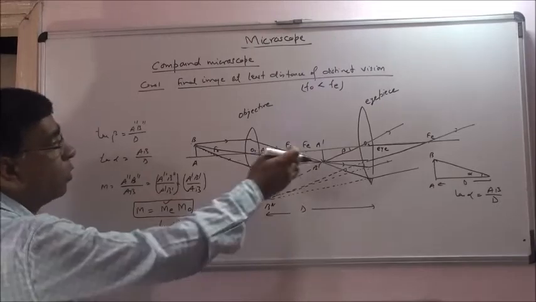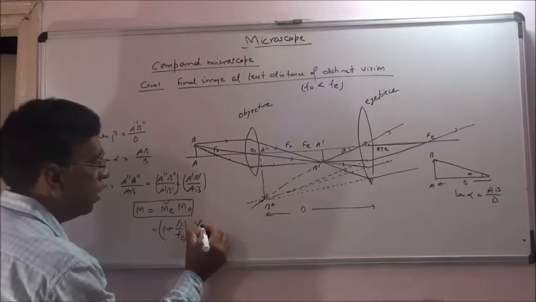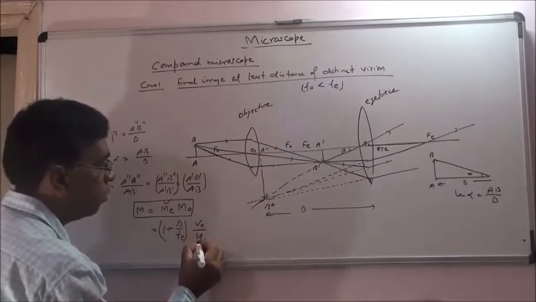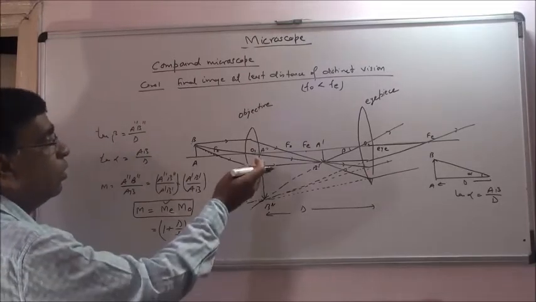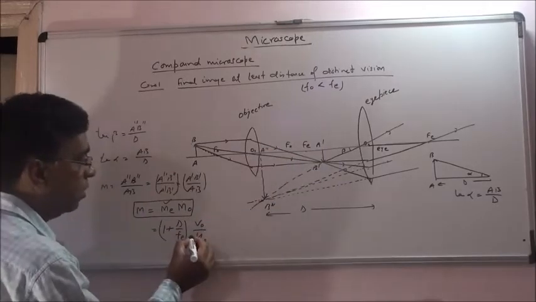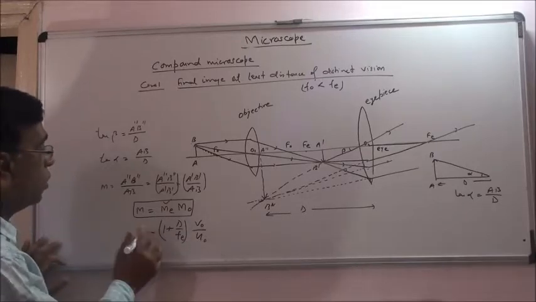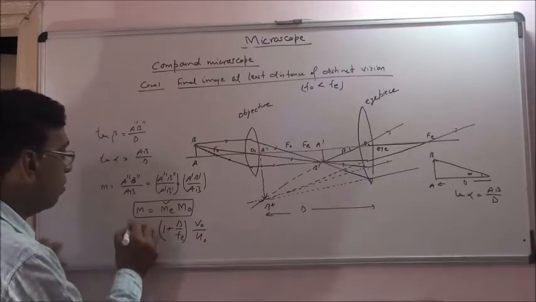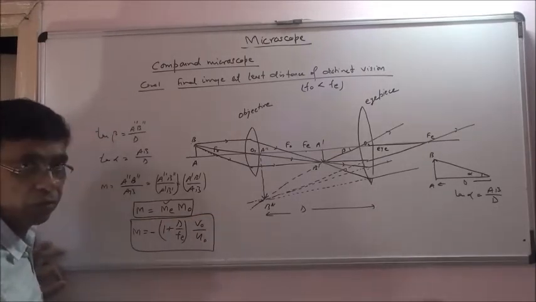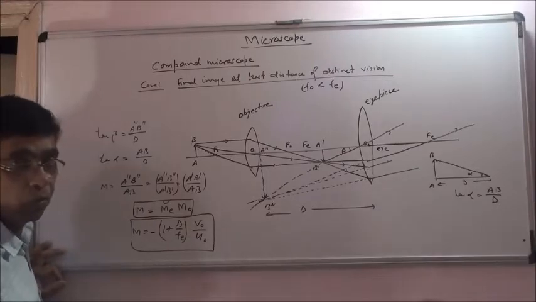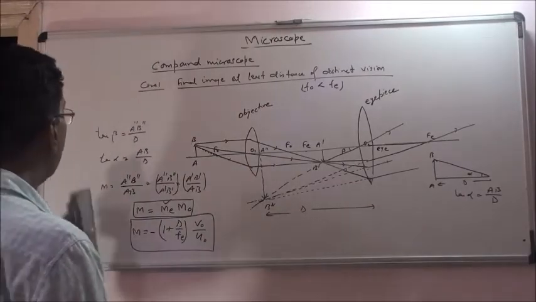And MO, this is the magnifying power. This I can write as VO upon UO. If I am writing with sign convention, U is minus, V is plus. So one minus sign will come here because of this. This will be negative. So magnifying power of microscope when the final image is formed at least distance of distinct vision is VO by UO into 1 plus D by FE. Second case, when the final image is formed at infinity.